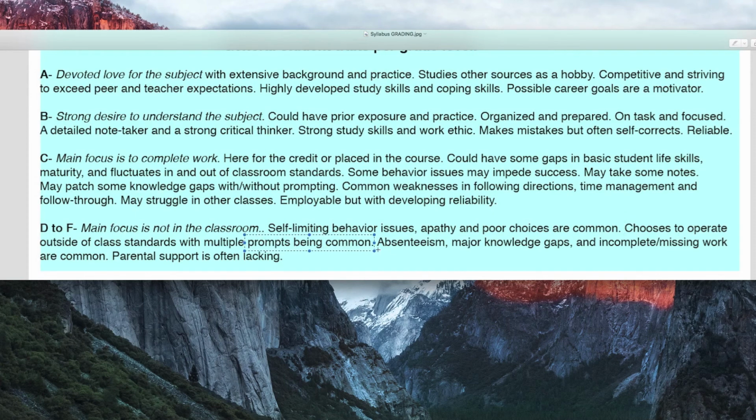You know, hey, put your phone away. Hey, get your work out. Hey, we're taking notes. Remember, you need to come to class on time. That kind of thing. Absenteeism is very common. Major knowledge gaps are a big deal, and that also comes back to, again, choosing to operate outside of the class standards. Incomplete or missing work are very common. Parental support is often lacking.